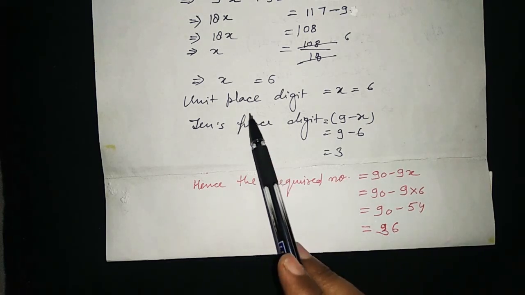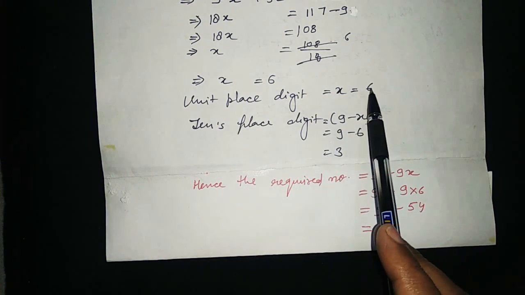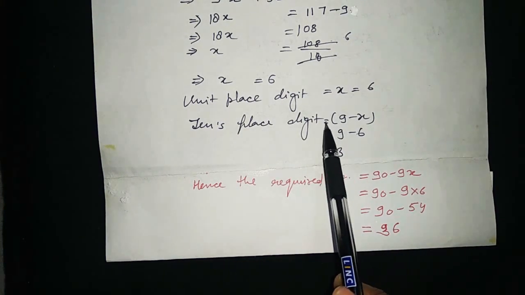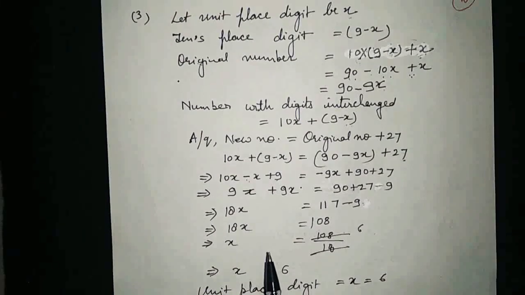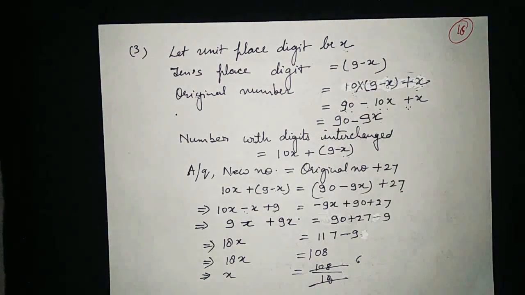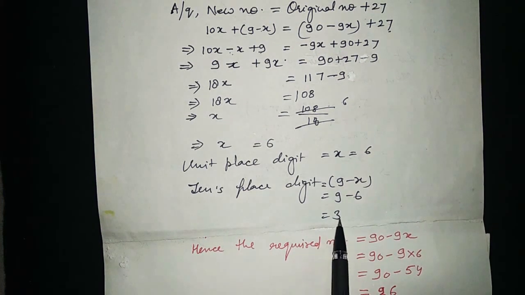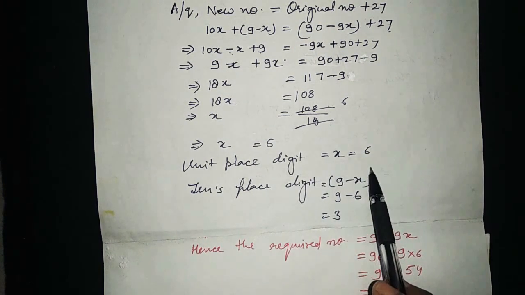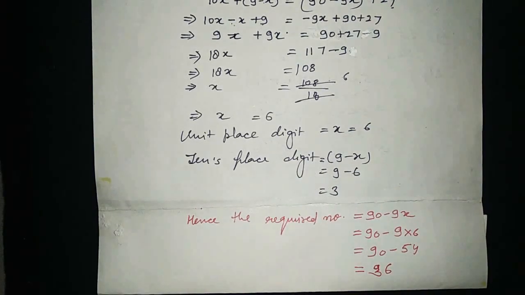And here also you can see that the unit place digit is coming 6, and for the tens place digit, what you have done here, 9 minus x you have done according to this. Here tens place digit 9 minus x, and here you have put 9 minus 6 is equal to 3, and like this also you can see your unit place digit is 6 and tens place digit is 3.